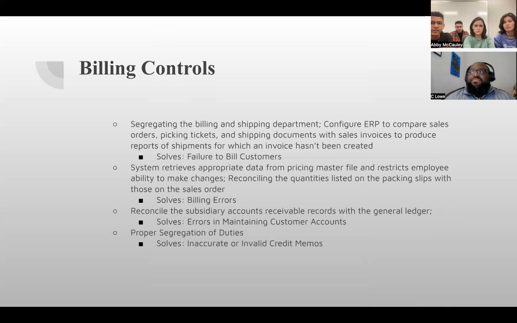And some of the things that you typically would run into as far as the billing goes would be failure to bill customers. So you just forget to do it, or in some cases they just don't do it. For example, let's say that your friend orders something and you try to help your friend out with a discount, or you just give it away for free. To prevent stuff like that, one of the controls is segregating the billing and the shipping department. So let's say you have a friend in the shipping department and you work in the billing department. It prevents those two departments from essentially working together against the company.